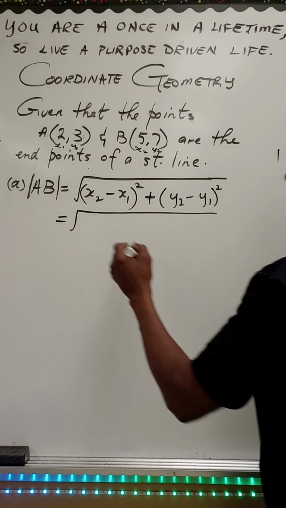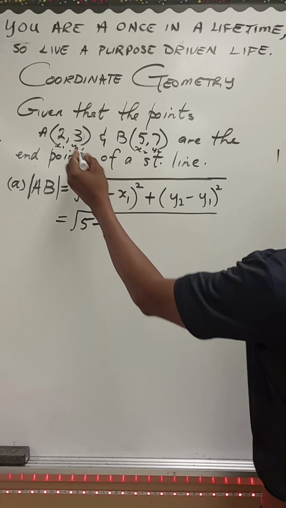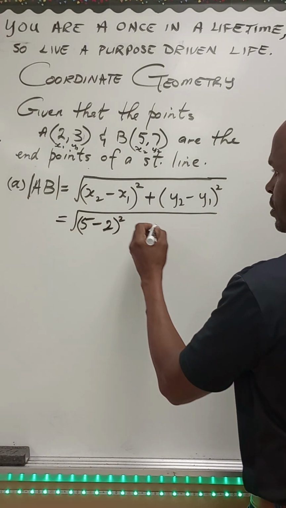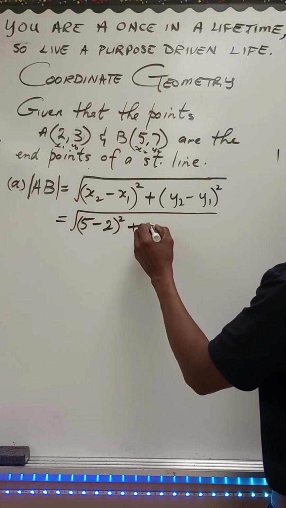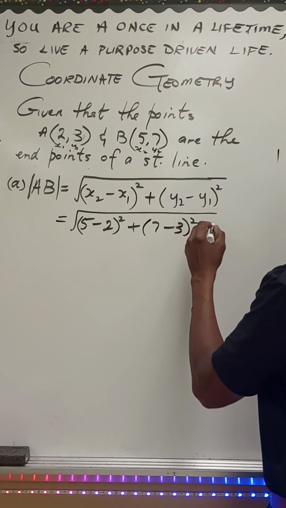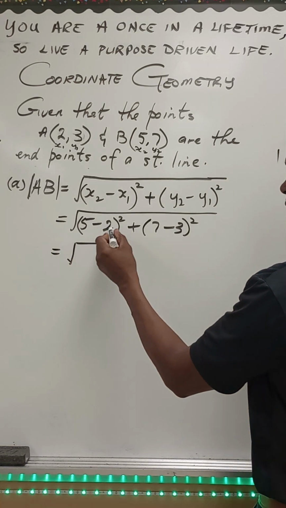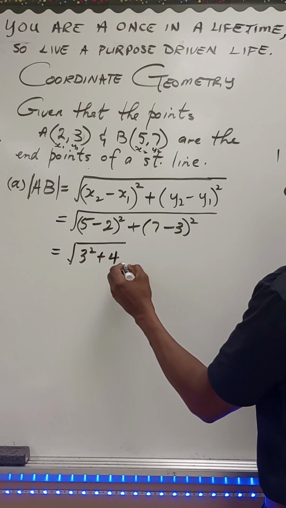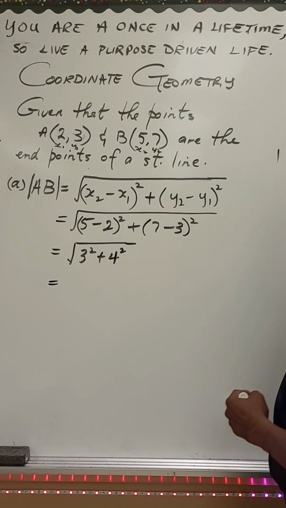So we're going to substitute now. What is x2? x2 is 5, minus what's x1? x1 is 2, all squared, plus what's y2? y2 is 7, minus what's y1? y1 is 3. So in other words, we're going to end up having the square root of 5 minus 2, that's 3, as in 3 squared, plus 7 minus 3, that is 4 squared.